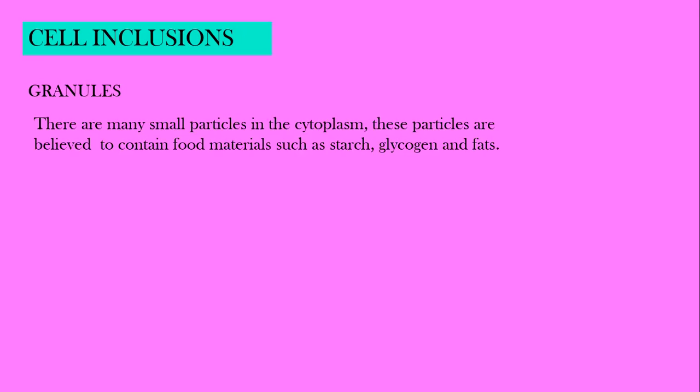Okay. Here we will talk about cell inclusion. Cell inclusion का मतलब क्या है? जो भी चीज जो सेल के अंदर होता है, it is not a cell organelle. Okay. So first is granules. सेल साइटोप्लाज्म में बहुत स्मॉल पार्टिकल्स होते हैं, जैसे कि स्टार्च हो, ग्लाइकोजन हो, फैट्स हो. दे आर नॉर्मली बिलीव टू कंटेन द फूड मटेरियल, ठीक है? तो उसे हम ग्रेन्यूल्स कहते हैं. It is only needed for, it helps in storage only, ठीक है?